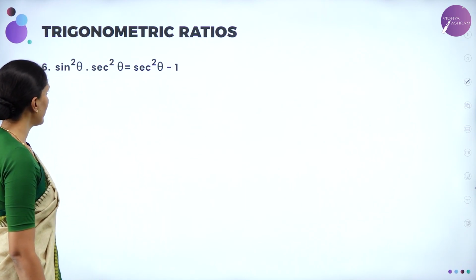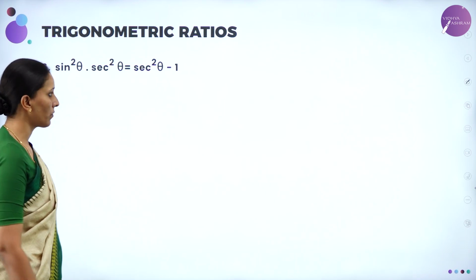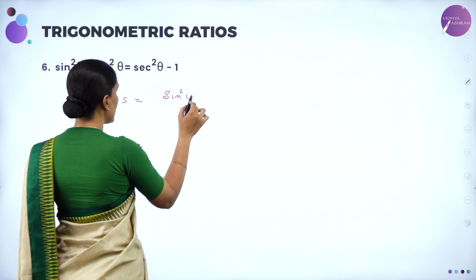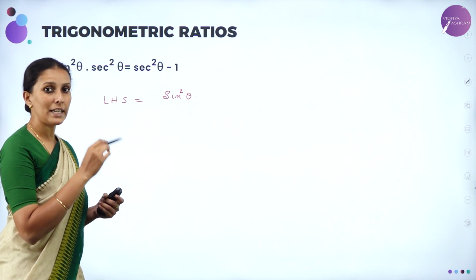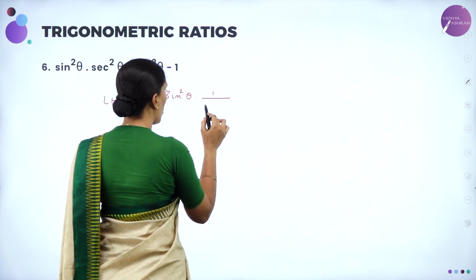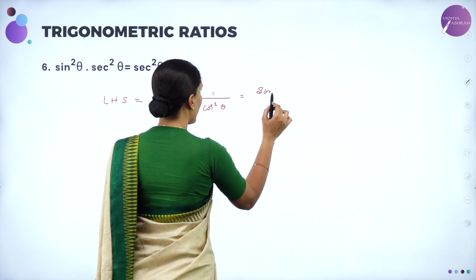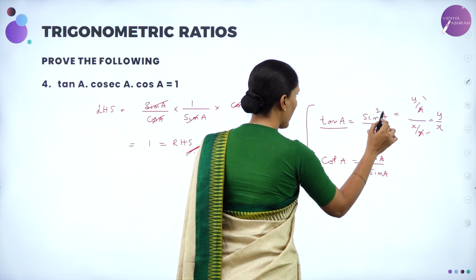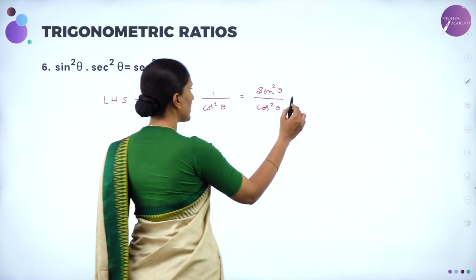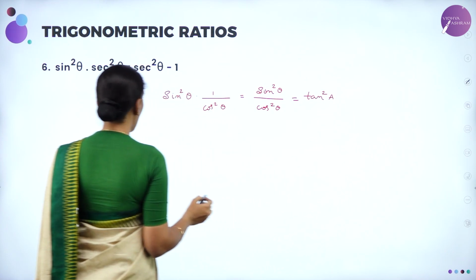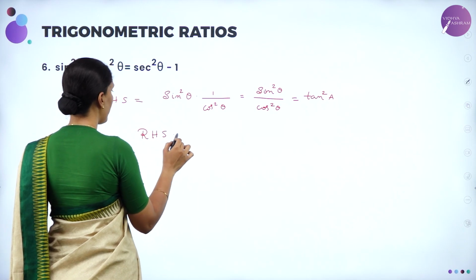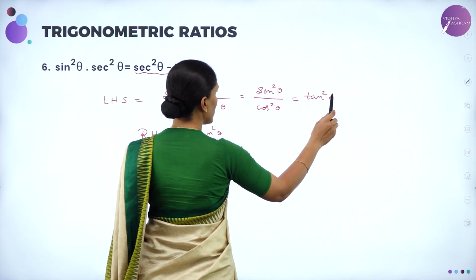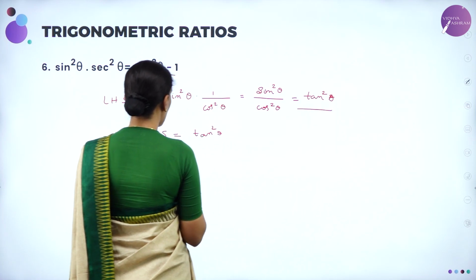Next one. Sin square theta into secant square theta is equal to secant square theta minus 1. So, let me solve the LHS and RHS separately. Sin square theta can be written as it is, whereas secant is reciprocal of cos. So, secant is 1 by cos, secant square can be written as 1 by cos square. So here it becomes sin square theta by cos square theta. We know that tan A can be written as sin A by cos A. So when you square them, obviously this becomes tan square. So this can be written as tan square A, and tan square A is the left hand side value. Again RHS, secant square theta minus 1 is nothing but tan square theta. So, instead of A we can write theta. From both, LHS equals RHS.